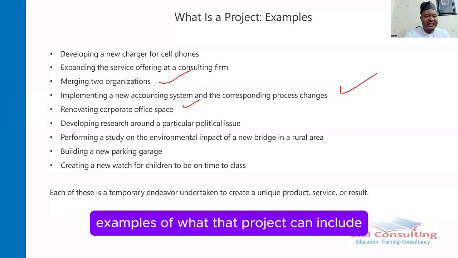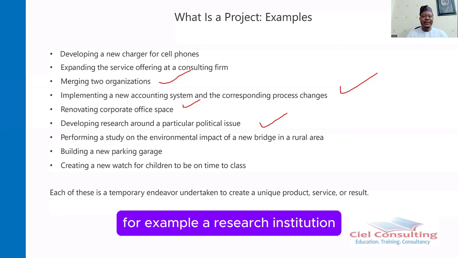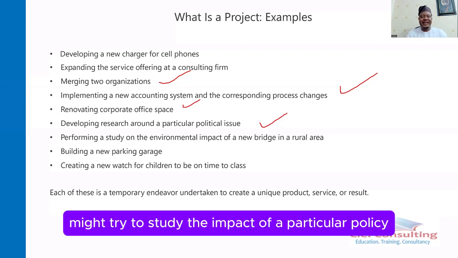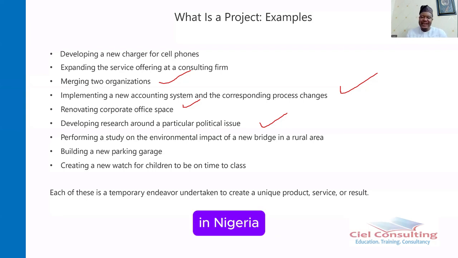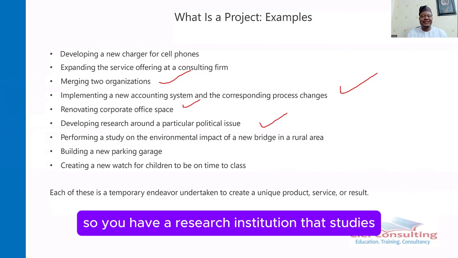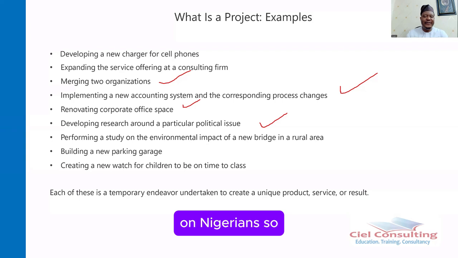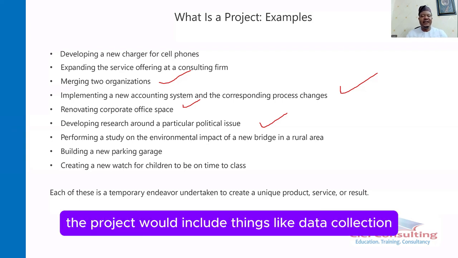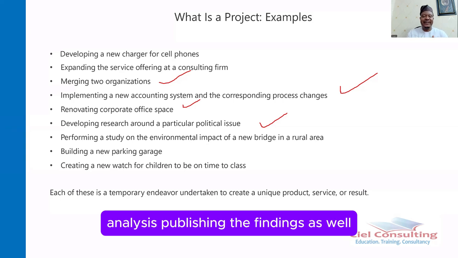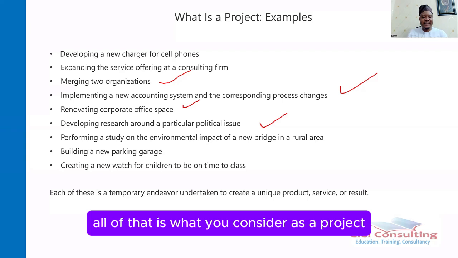Examples of other projects can include developing research around a particular topic. For example, a research institution might try to study the impact of a particular policy in Nigeria. Let's say, for example, the removal of fuel subsidy. So you have a research institution that studies the impact of removal of fuel subsidy on Nigerians. The project would include things like data collection, analysis, publishing the findings as well. The process of doing all of that is what you consider as a project.